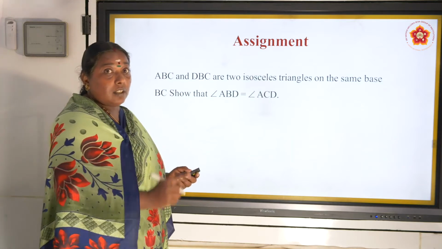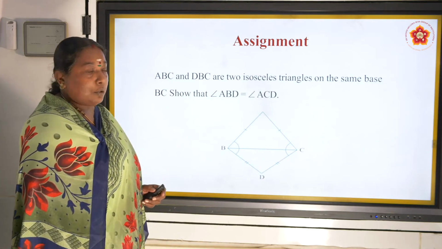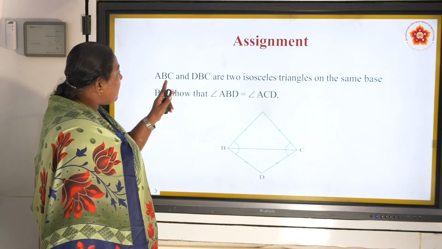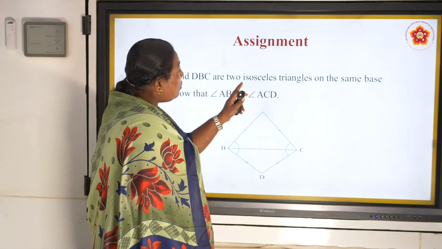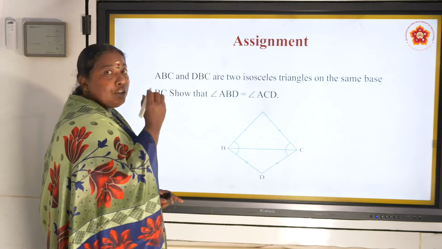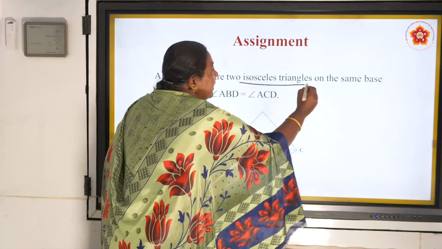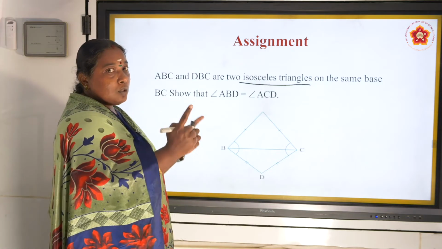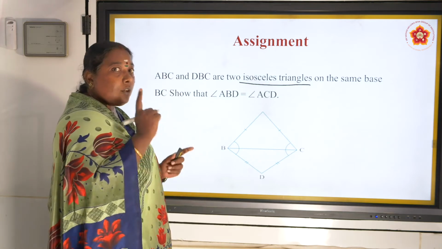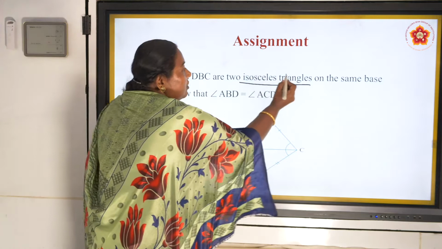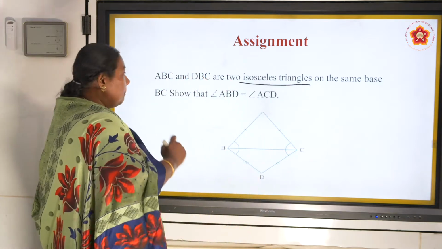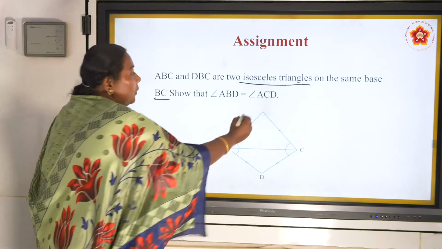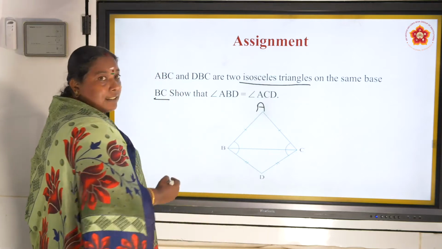I told that it is a very easy one. Just what we have to do is drop one more line here. So let us see. ABC and DBC are two isosceles triangles. Here they have used the word isosceles triangle. So immediately what should your brain tell? Two sides are equal and their opposite angles are equal. Your brain should tell that. So, two isosceles triangles on the same base BC, show that angle ABD is equal to angle ACD.